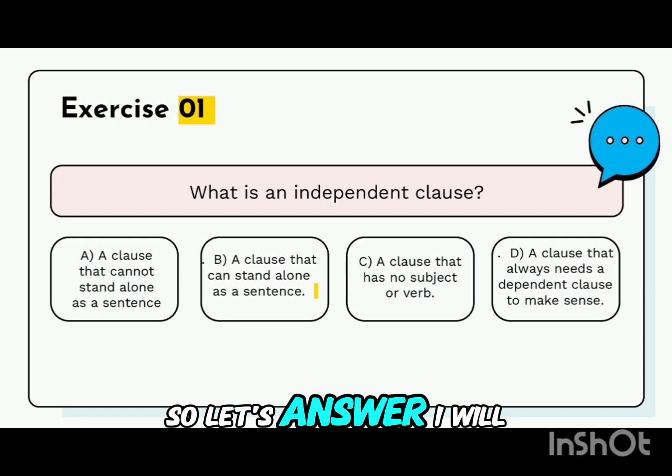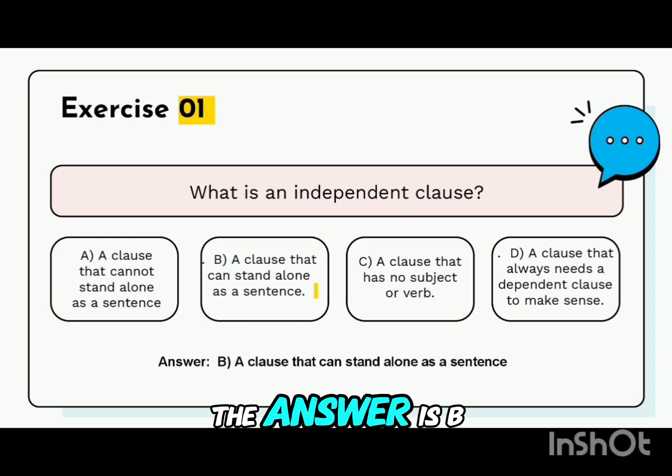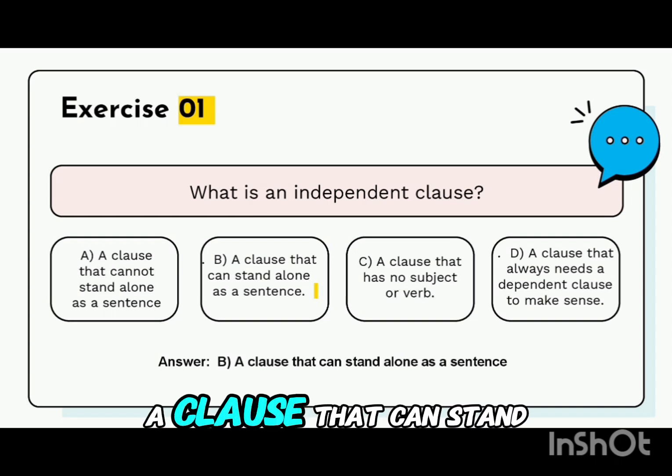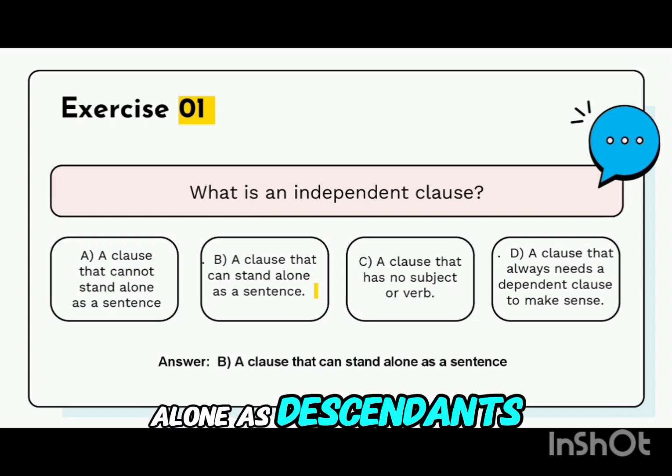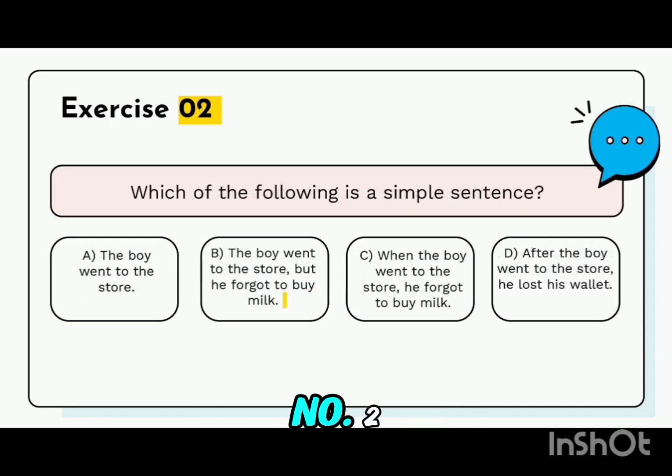So let's answer. I will count until 3. 1, 2, 3. The answer is B. A clause that can stand alone as a sentence. Okay, go on to number 2.